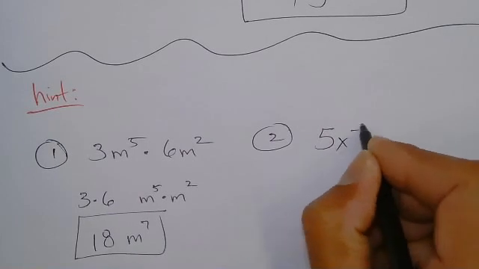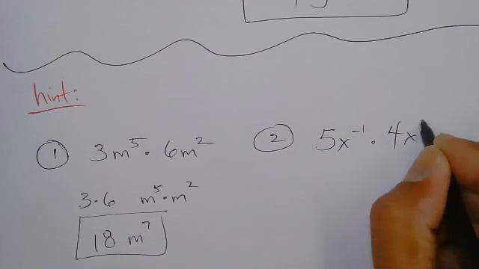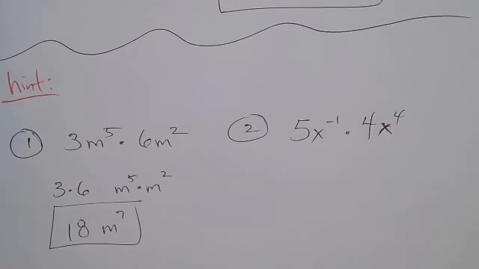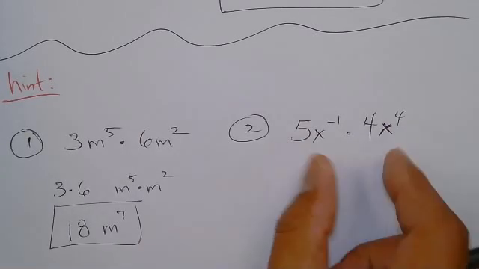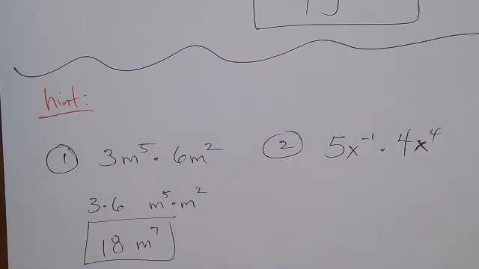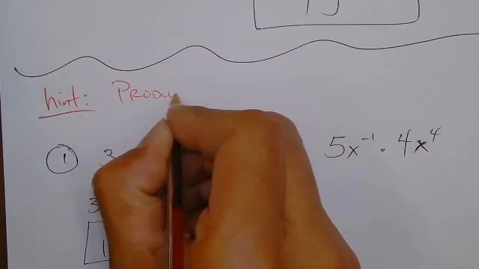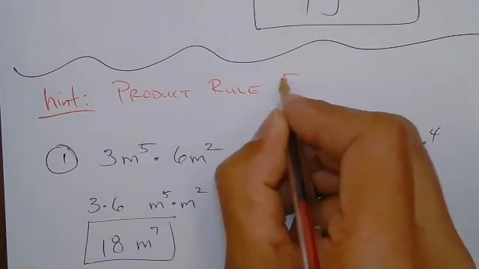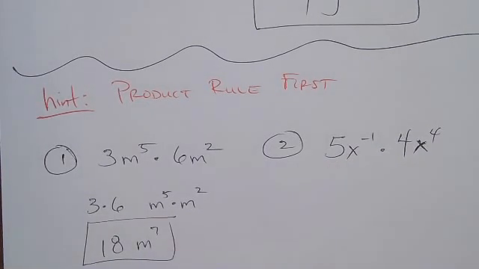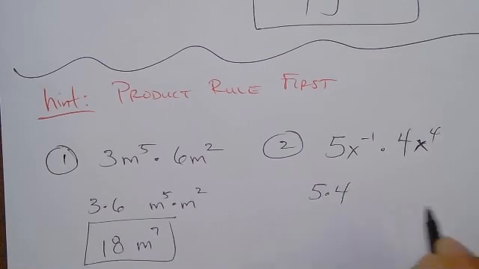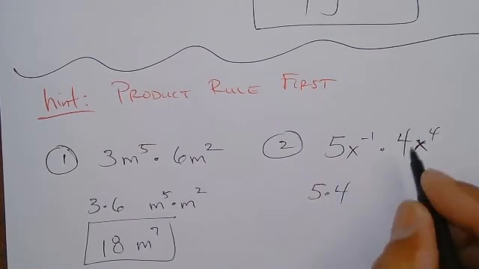Okay. Now look at this. Ready? What about this? Tell me what you would do here. You're not going to move this x down? No, you're not. You're first going to check, and you're first going to do what? The hint was product rule first. When they're at the same level, do the product rule first.